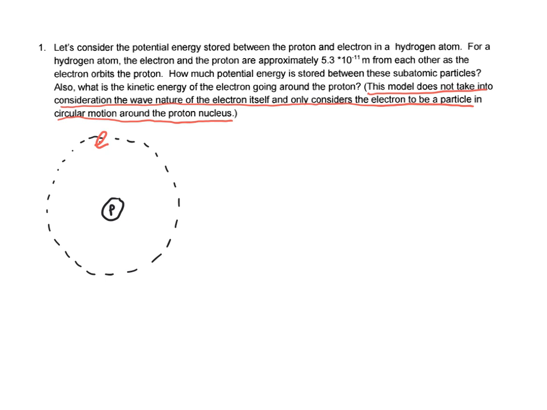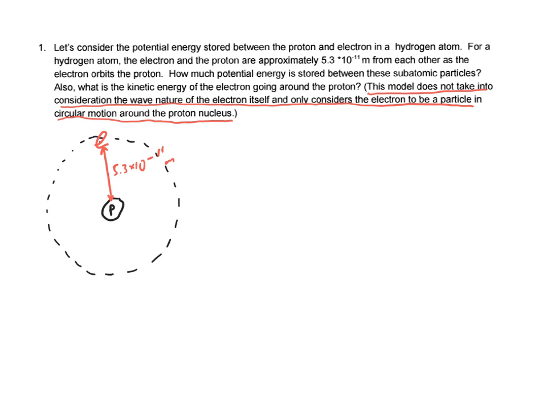Finally, the second sentence. For a hydrogen atom, the electron and proton are approximately 5.3 times 10 to the negative 11 meters from each other. That's going to be our distance r here. 5.3 times 10 to the negative 11 meters. Very small distance as the electron orbits the proton. How much potential energy is stored between these subatomic particles?